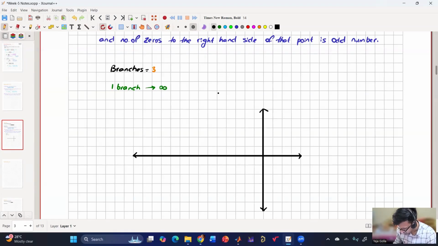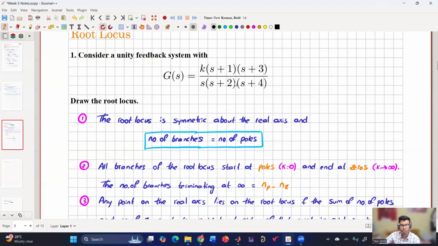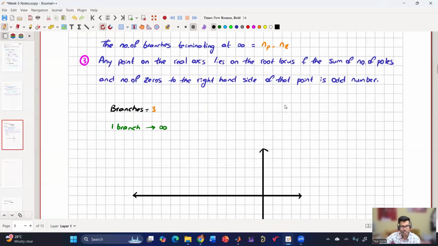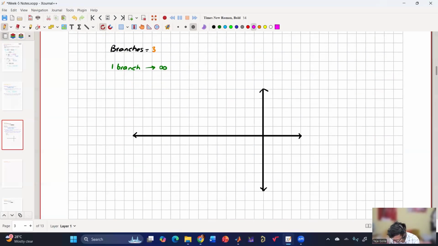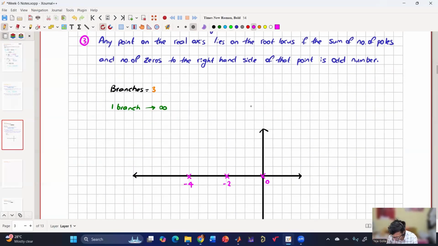So as I mentioned in the last class, poles will be represented by X mark and zeros will be represented by O mark. So we have poles at 0, -2 and -4. This is not according to scale, so I'm considering this as -2, then say this is -4. So these are the poles. Now zeros are at -1 and -3.